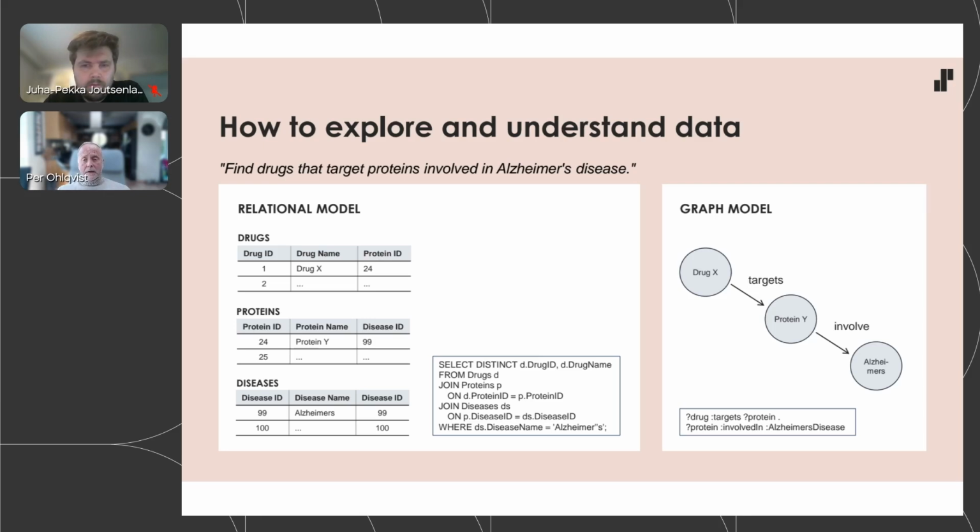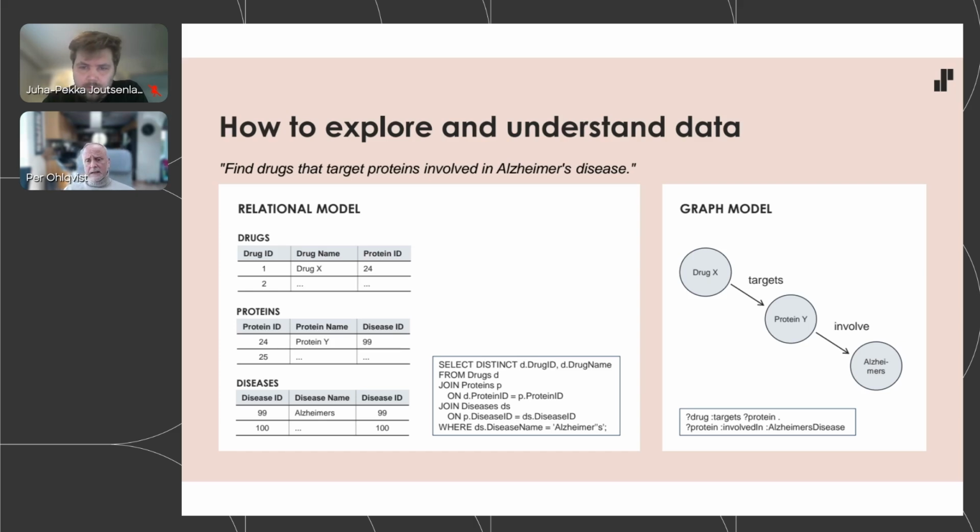The similar on the right-hand side, but now in graph, a completely different approach. You don't join the tables, you traverse the relationships in the graph. You follow it. Drug targets protein, protein involved in Alzheimer's. And you actually see the pathway visually. Drug X targets protein Y, which is involved in Alzheimer's. But in the total graph, this protein also interacts with other proteins, which are affected by other drugs, which have side effects. And this is a very clear example in the health industry. The query here is far more simple and effective, and also readable to humans.